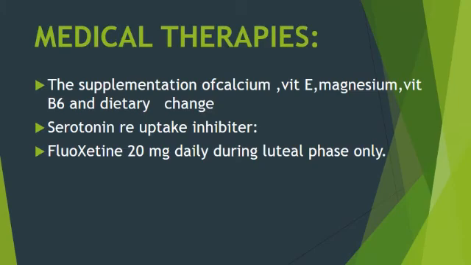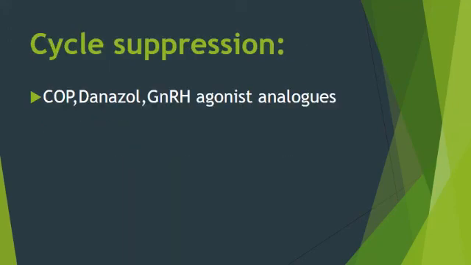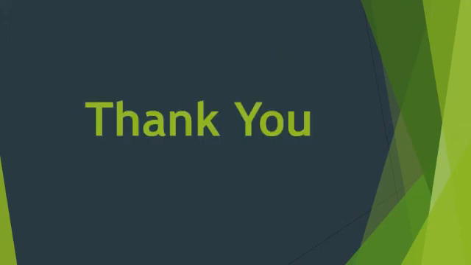Medical therapy: supplementation of calcium, vitamin E, magnesium, vitamin B6, and dietary change. Serotonin reuptake inhibitors such as fluoxetine 20 mg daily during the luteal phase only. Surgical treatment: oophorectomy followed by hormonal replacement, but it is considered too aggressive as a treatment for premenstrual tension syndrome. Cyclic suppression by oral contraceptive pills, Danazol, and GnRH analogues can also be used for the treatment of premenstrual syndrome. And thank you.